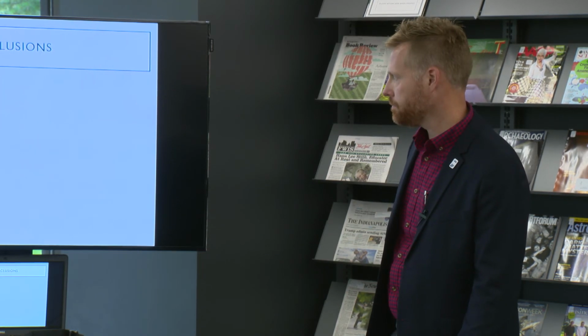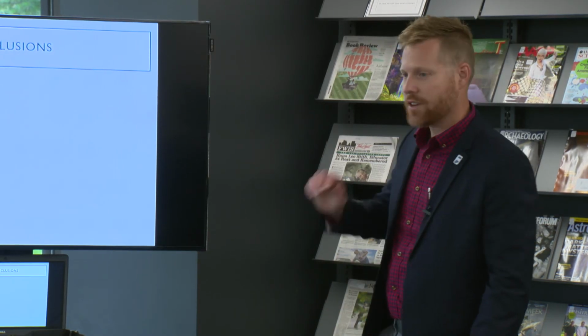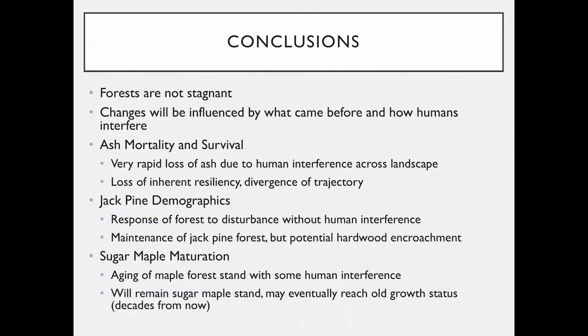So overall conclusions, forests are not stagnant. They're always changing through time. Like I said, it's a time machine moving forward. And we can get an idea of what it was in the past and where we're at right now, and we can predict where it's going to head to in the future. And so those changes are influenced by disturbance, but we as humans are a major source of that interference. We're the source of the change that happens in these forests oftentimes.